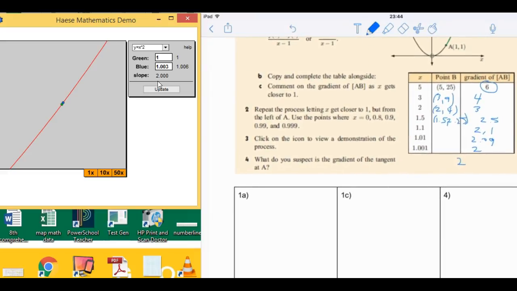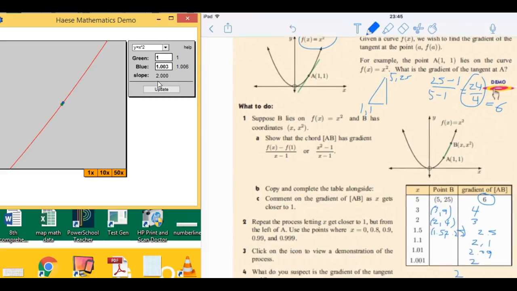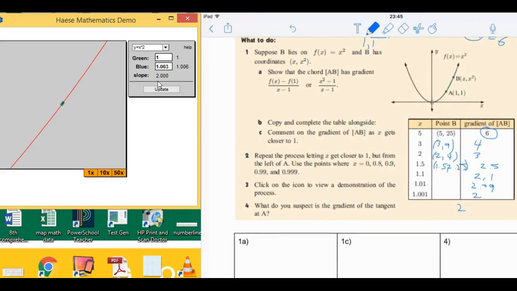Okay? So let's answer the questions now. Let's see, 1a. Show that the chord has gradient (x squared minus 1) divided by (x minus 1). Yeah, we did that, right? We did that up here with 24 divided by 4. We could do that by saying y2 minus y1 divided by x2 minus x1 is equal to, and then y2 is x squared, y1 is 1, x2 is x, and x1 is 1, because the second point is (x, x squared).